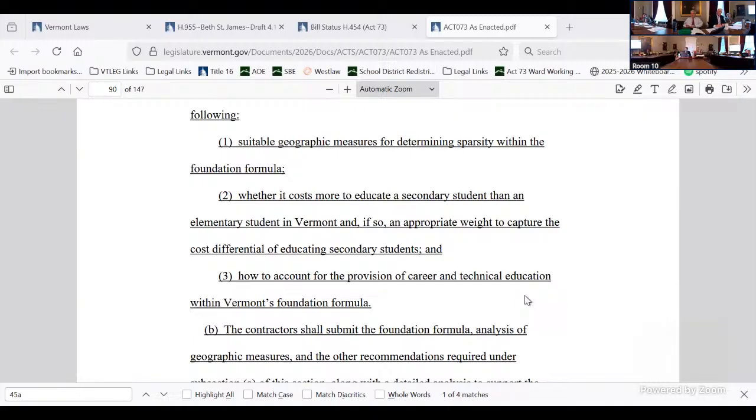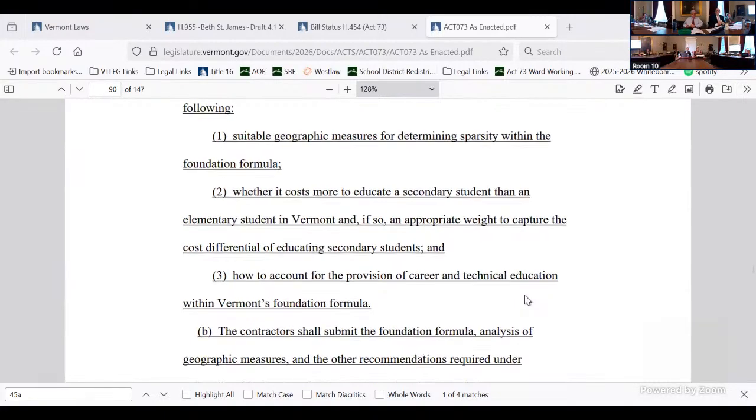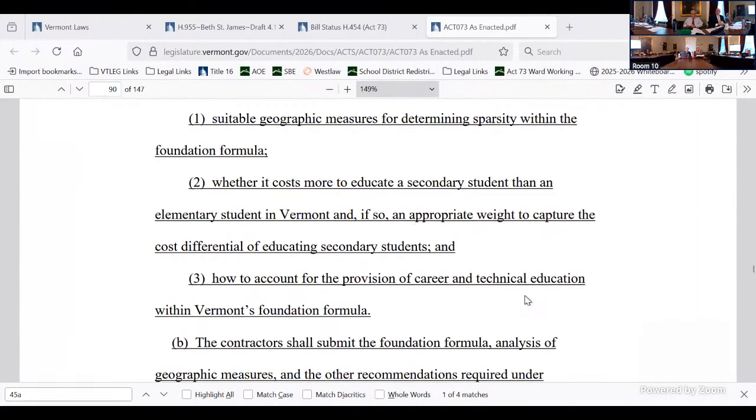Here's the JFO report language from Act 73. This is what we're talking about when you hear us reference the section 45A report, or when we say the foundation formula report, or the AIR study. Right, the AIR study.